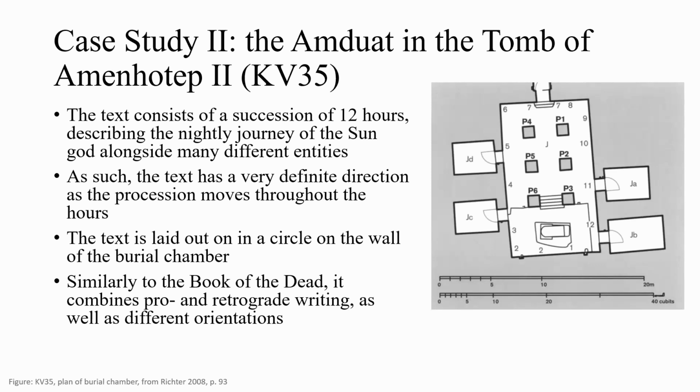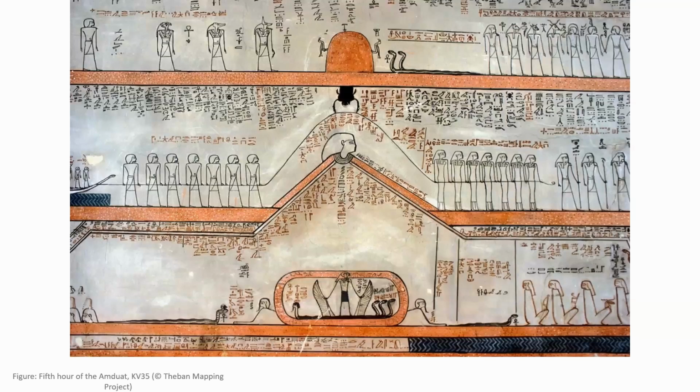And similarly to the Book of the Dead, it combines prograde and retrograde writing in a way where we can follow the logic of the layout of the text. So this is one example of the Book of the Amduat, the 5th hour from the tomb of Amenhotep II. And most of it is in retrograde, as you can see in these columns. But here we actually get an example of retrograde in a row or in a horizontal arrangement.